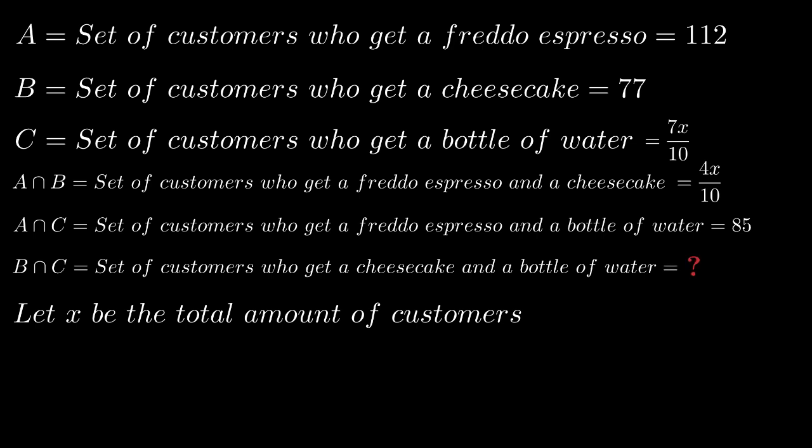What's the next initial condition? It says that 90% of customers get at least one of these three items. So how do we express this mathematically? Let's turn our attention to this Venn diagram here. The set of customers who get at least one of these items is all this stuff here, all these people here. And this is what we call A union B union C. So since 90% of customers get at least one of these three items, then we have 9 times X over 10 equals A union B union C.